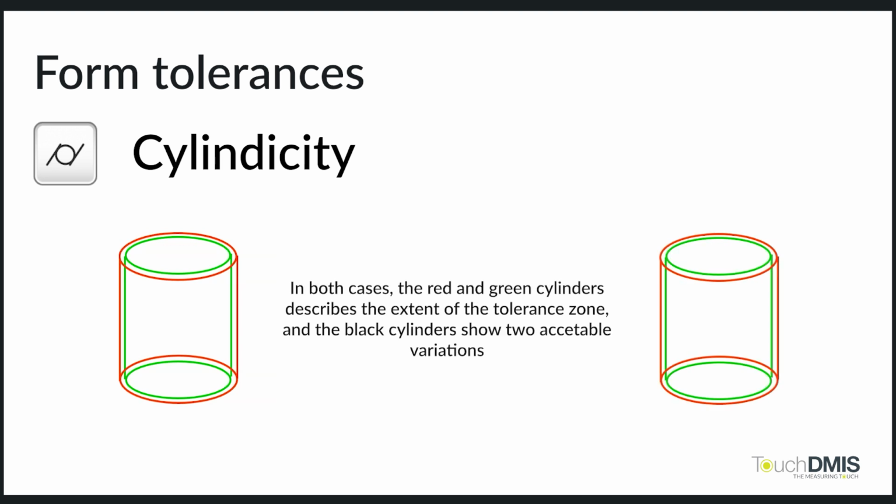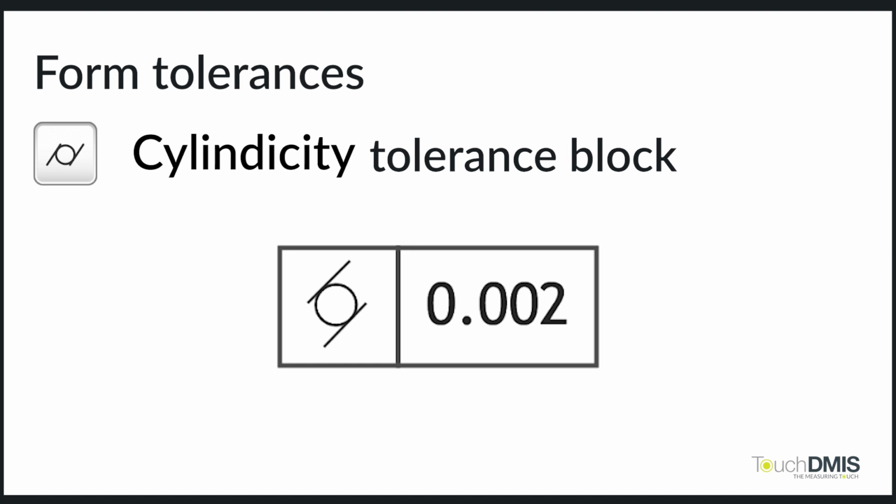Cylindricity controls how much the surface of a cylindrical feature can deviate from an ideal cylinder. The cylindricity tolerance zone is defined by 2 concentric cylinders that run the entire length of the feature, one inner and one outer, into which all the points on the entire surface of the cylinder must fall. A cylindricity tolerance block looks like this.